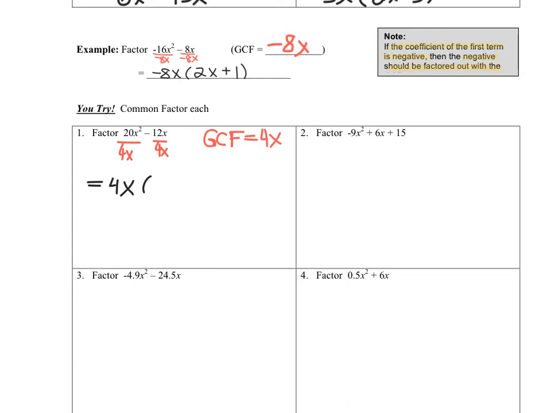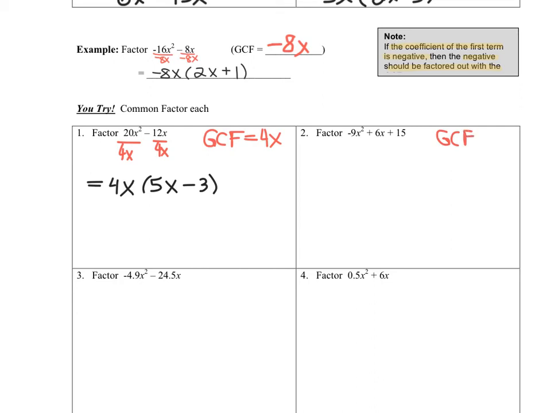So 20x squared divided by 4x, I hope you got 5x. Negative 12x divided by 4, negative 3. And that would be your common factored form. Let's try example 2. Now here we have a trinomial. Okay, there are 3 terms.